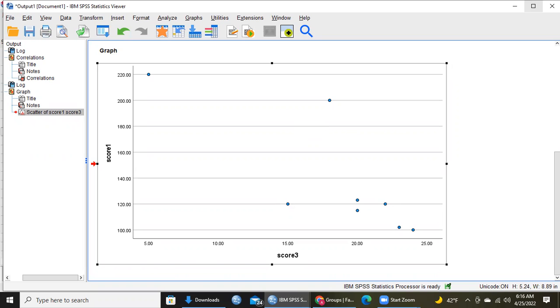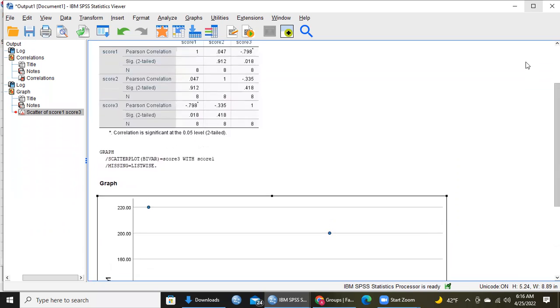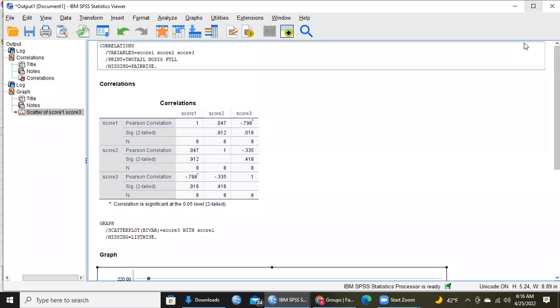Okay, so this is just a quick, brief video on the Pearson's correlation. And we see that score 2 and score 1 was not statistically significant at all. It's close to 0.047. Anything that is close to 0 is not going to have a pattern, pretty much, because you're essentially saying there's no relationship.